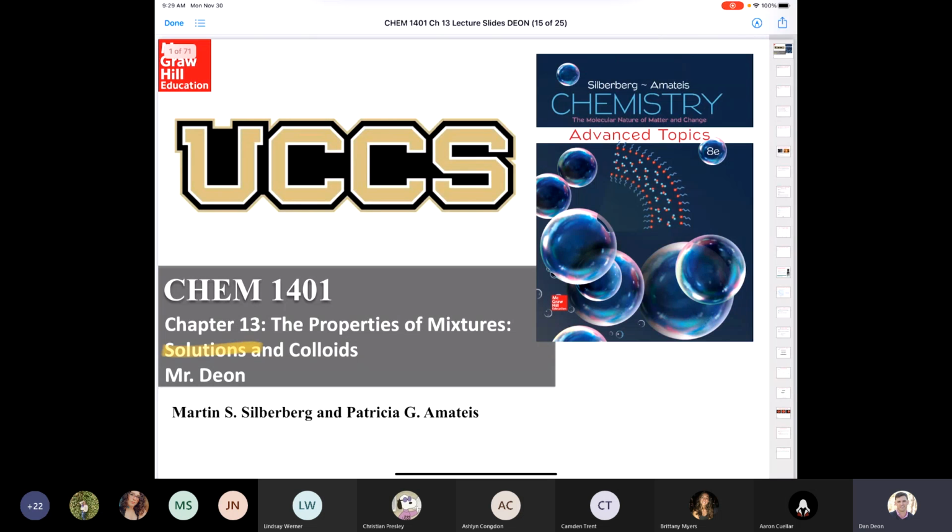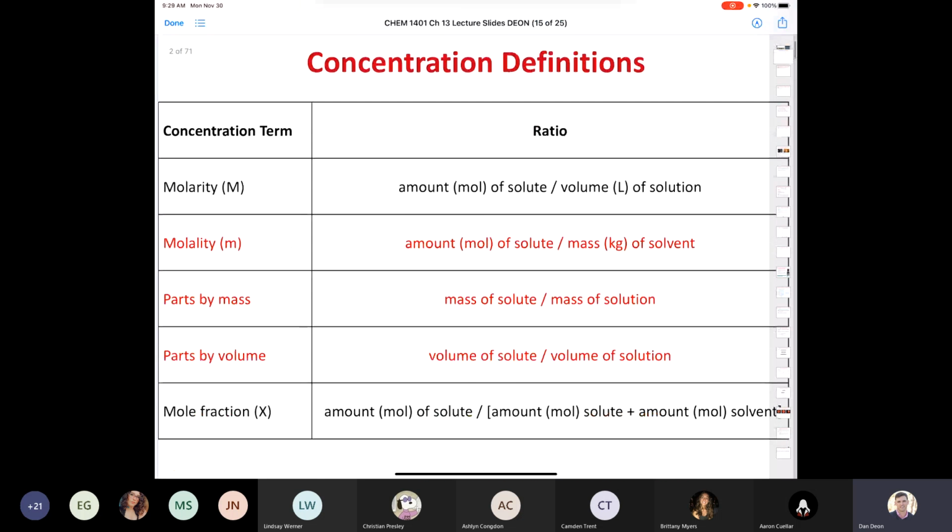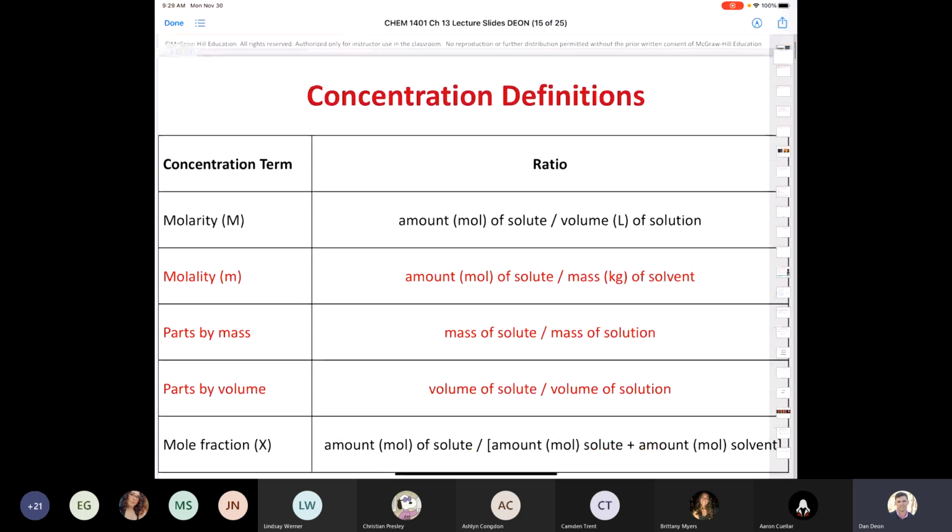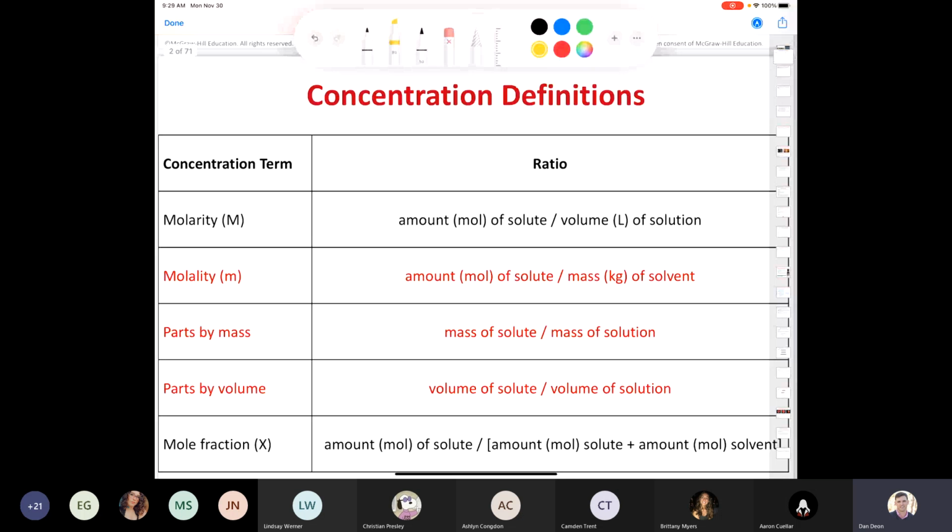But before we get into the real nitty gritty, we need to talk about definitions of concentration. And we did use some of these definitions. For example, we used molarity earlier on when we looked at stoichiometry in this class. So concentration definitions, let's go through them all here. The first one is molarity.